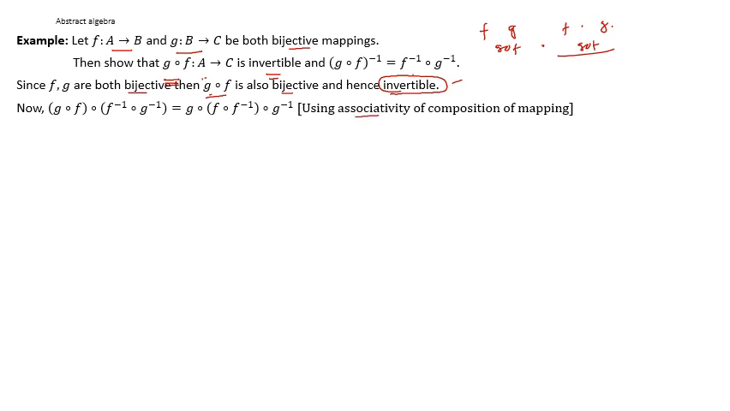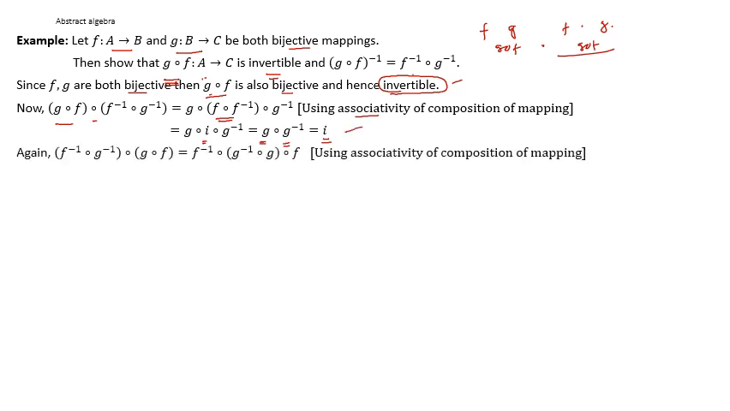আমরা এখনই দেখিয়েছি যে composition of mapping is associative. So using associativity, this is G∘(F∘F inverse)∘G inverse, which is now F of F inverse is identity. So G composition I composition G inverse. Again, G composition I is G. So this is G of G inverse. Again, G and G inverse are inverse, and therefore their composition must give I. So (G∘F) composition (F inverse ∘ G inverse) gives us identity mapping.